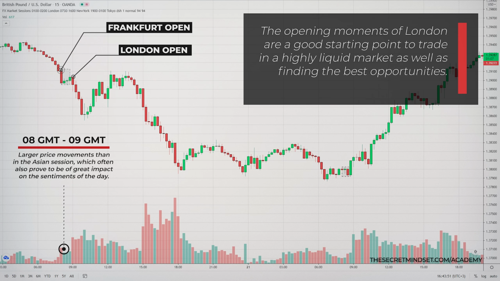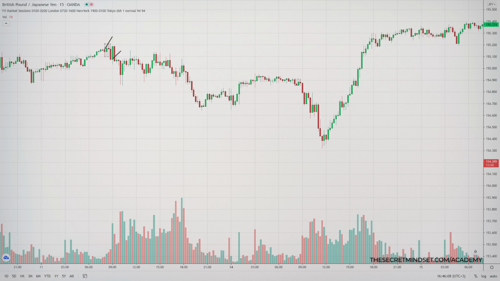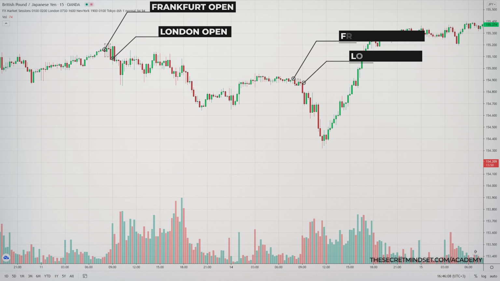We can therefore say that the opening moments of the London session are a good starting point to trade in a highly liquid market, as well as finding the best opportunities. With the opening of Europe, Frankfurt before, and London an hour later, the movements that are generated often create the trend for the day, giving us the opportunity to take advantage and capture a part of it.